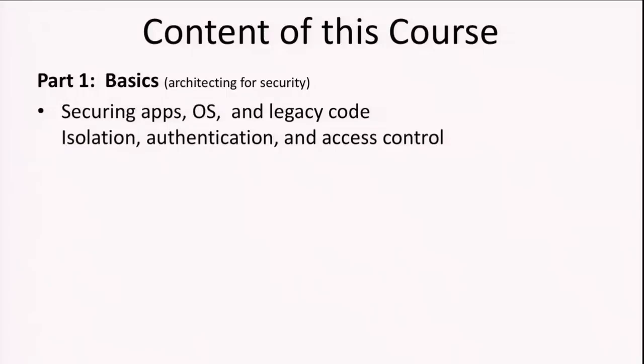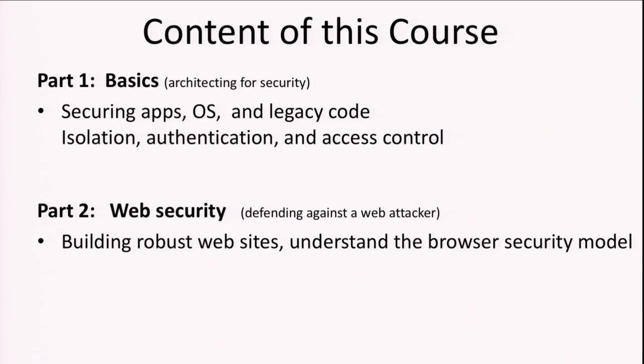The first part is about the basics of security. So how do you secure applications, operating systems, legacy code, and various access control mechanisms, isolation, authentication, and things like that. Then we'll go into web security, and as we saw, 50% or more of the problems are in the web, so it's an important part. We'll be talking about how to build robust websites and understand the browser security model and how browser security could be affected by various exploits.